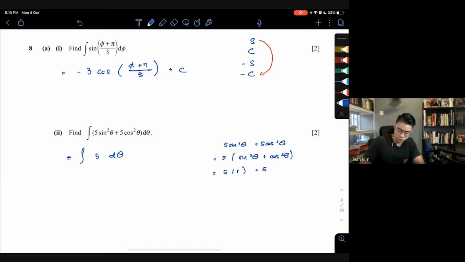Sometimes use the marks to help you. You see only 2 marks, then it shouldn't be that difficult. So the answer will be 5 theta plus c. Okay, 5 theta plus c.